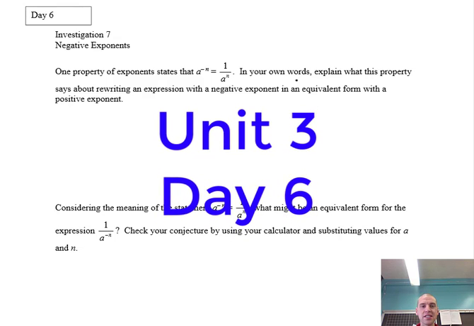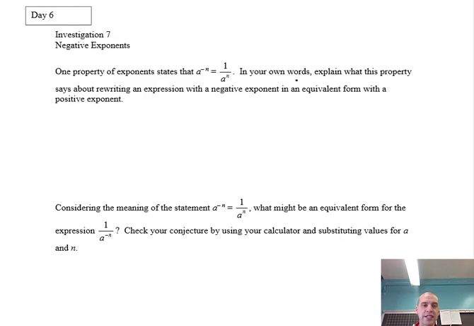Hello and welcome to day 6. We are in the final stretch for Unit 3. Today we're going to be looking at negative exponents.